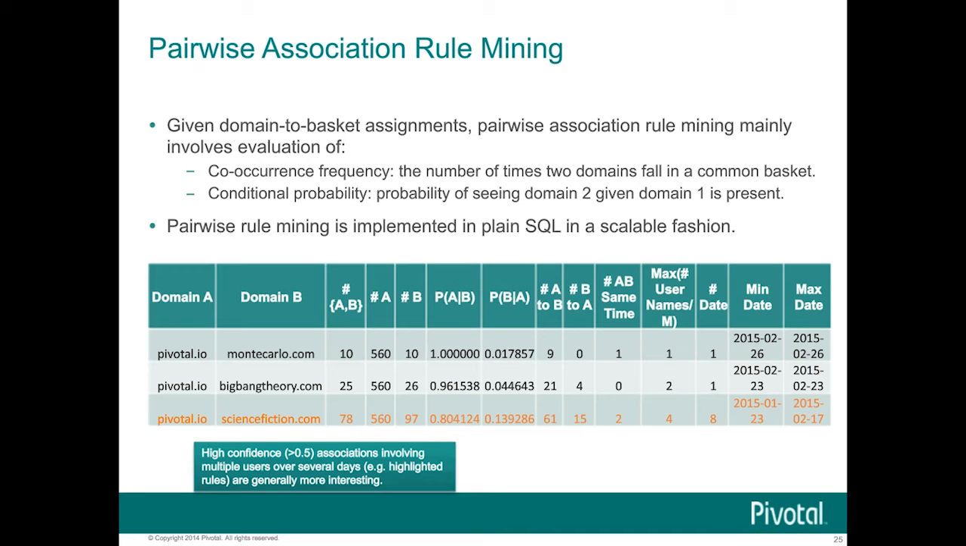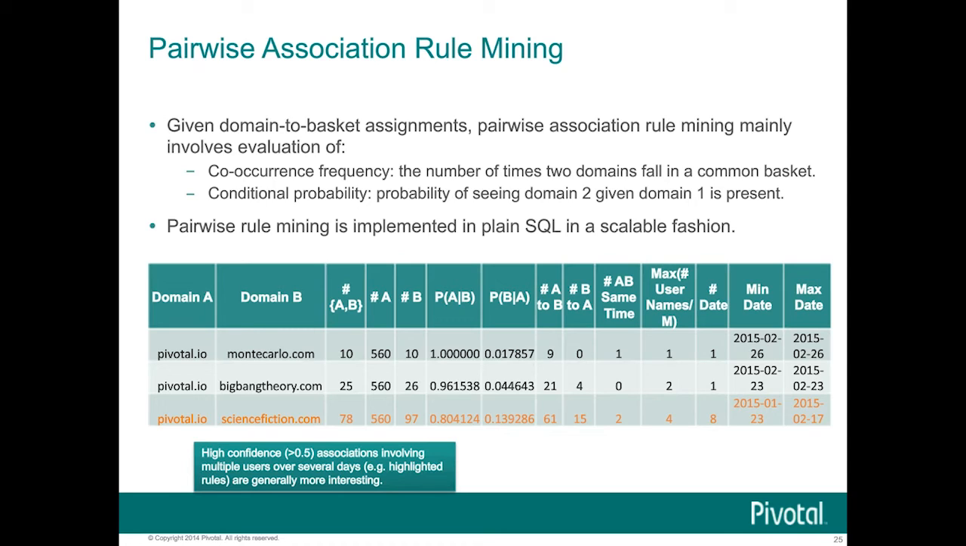The first column is domain A, that is the first domain, and the second column is domain B, that is the second domain. The third column gives the number of baskets in which A and B co-occur. So in the table, the highlighted domains, pivotal and science fiction, co-occur in 78 baskets. The fourth column gives you the number of baskets in which pivotal alone occurs. It might be a popular website that most people access, so it occurs in 560 baskets, while science fiction occurs in a relatively lesser number of baskets, that's 97.